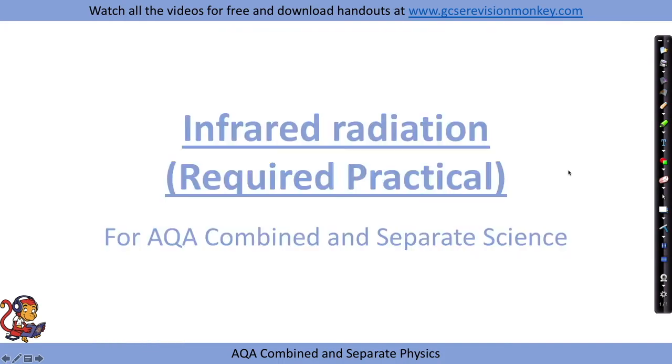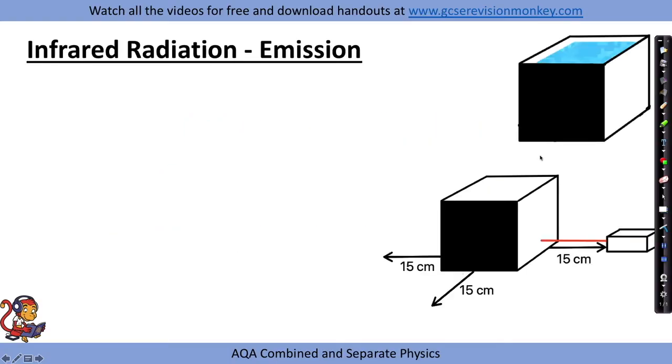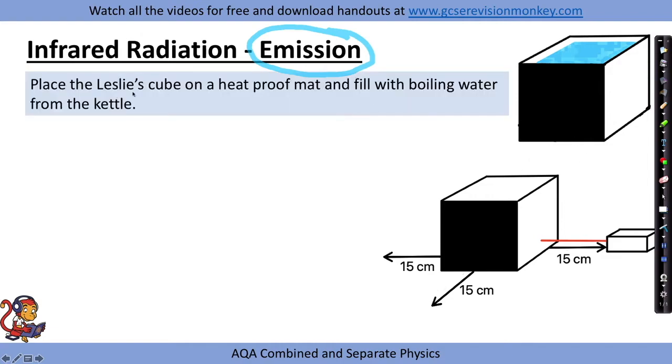Infrared radiation required practical. There's two practicals that we could look at for infrared radiation. The first one is to do with emitting infrared radiation, and the second one is to do with absorbing infrared radiation. So in this first practical, we'd place a Leslie's cube on a heat-proof mat and fill it with boiling water from the kettle.